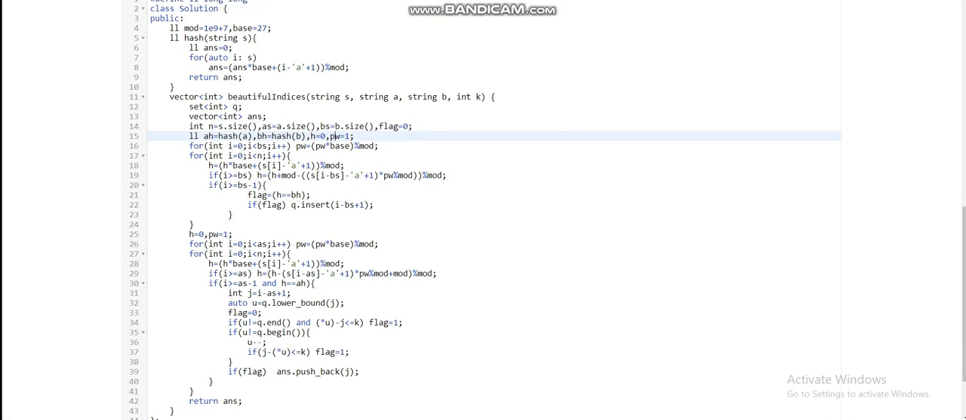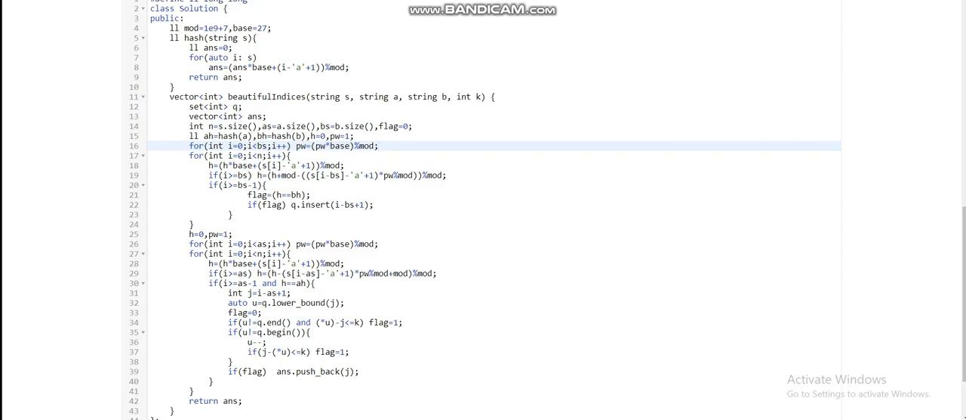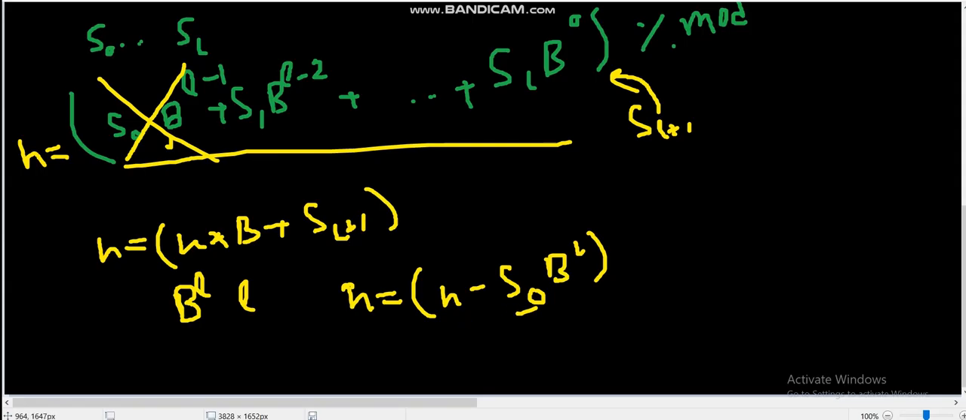Here l will be the length of b when we are comparing it with b, and it will be the length of a when we are comparing it with a, right? So here we have calculated b to the power l. Now for every index we are iterating and updating the value of hash. Now if i is greater than or equal to bs, here I have told you that if the length of the string is greater than l, so i is greater than or equal to bs, we are just subtracting s[0] times b to the power l.